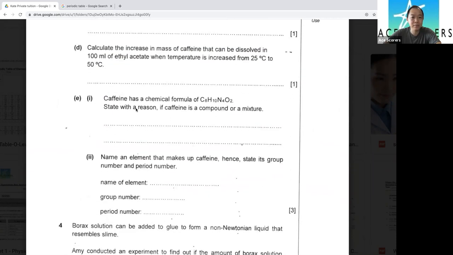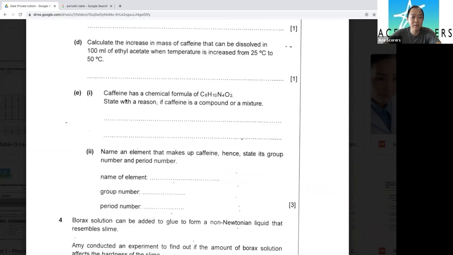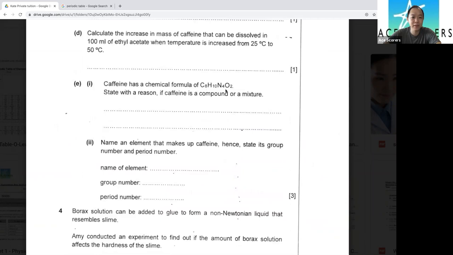Okay, E1. This one you can answer. Caffeine has a chemical formula of, da da da da da. Is it a compound or mixture? We did a lot of this, yeah? Is it a compound or mixture?